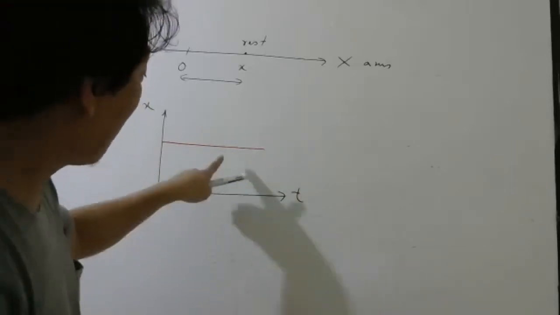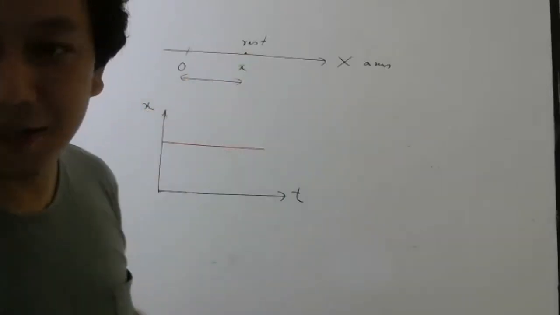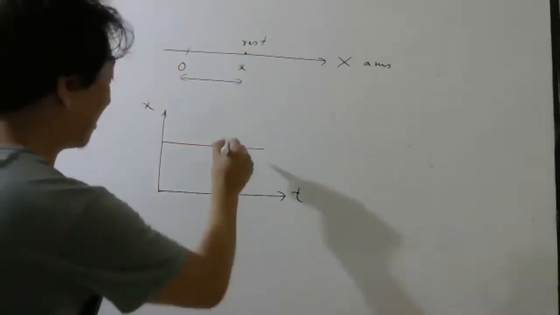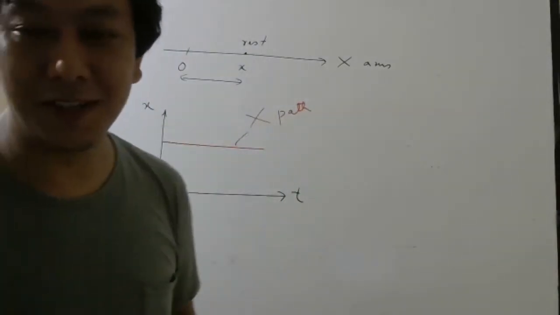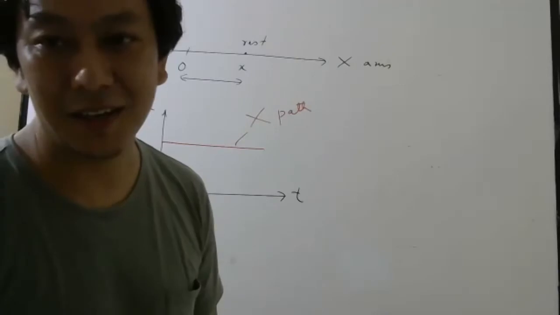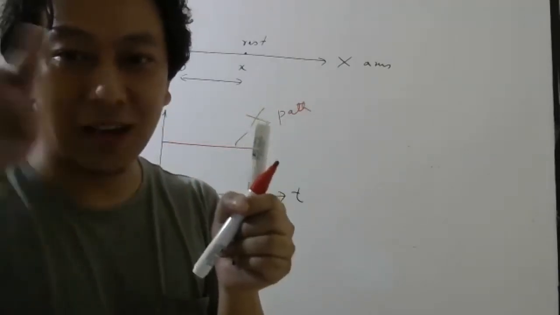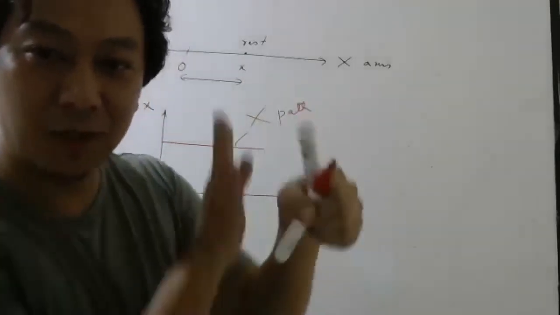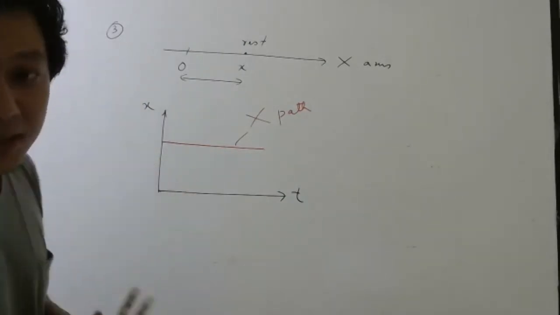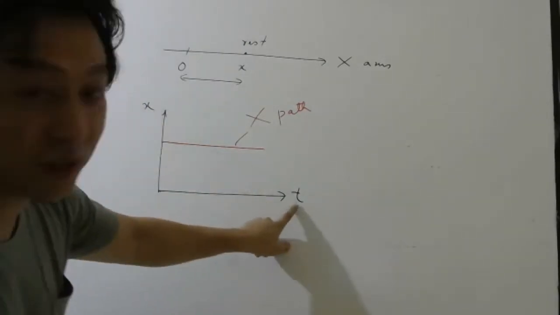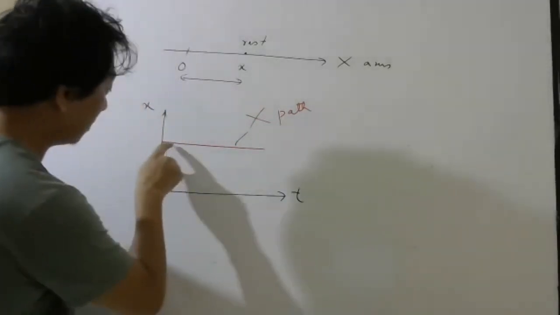And don't think this line is the path of the particle. The particle is at rest. This is not the path. Just because I draw a graph, it doesn't mean it shows the path of some moving object. India and Pakistan, when they play, the run rate graph will look like this. That doesn't mean the Indian team was walking like that. No. This only tells you how position changes with time. So as time changes, position doesn't change.